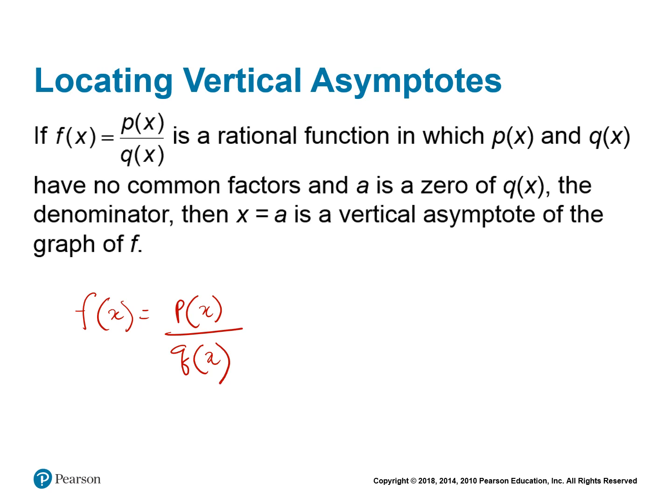Q of x is the polynomial in the denominator. The first thing we must make sure is that there are no common factors between p of x and q of x. So we may need to factor the numerator and the denominator and make sure there are no common factors in the numerator and the denominator. All right? In the numerator and the denominator.